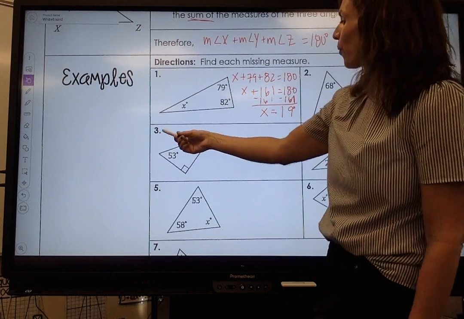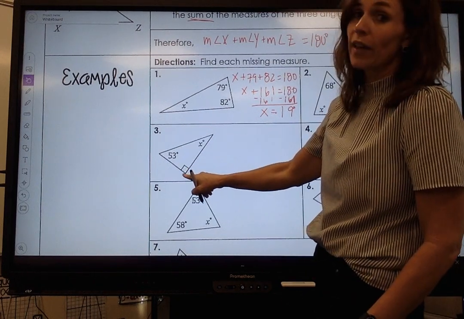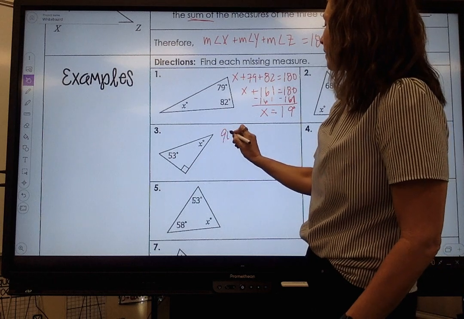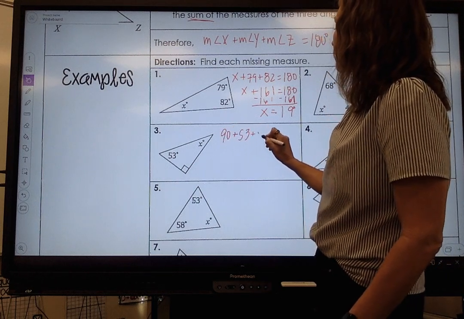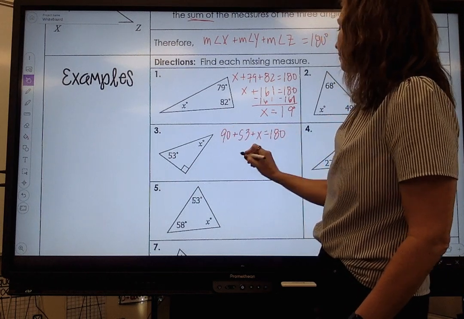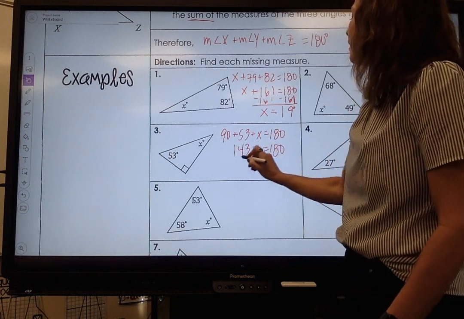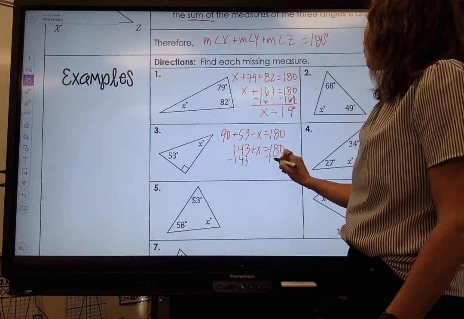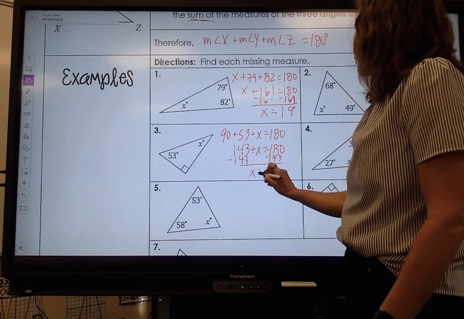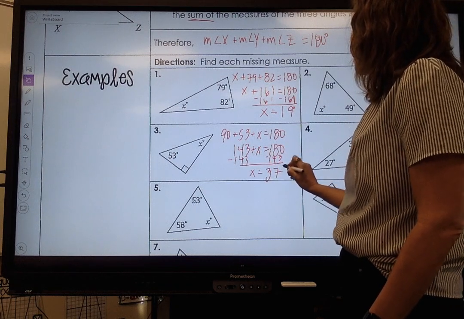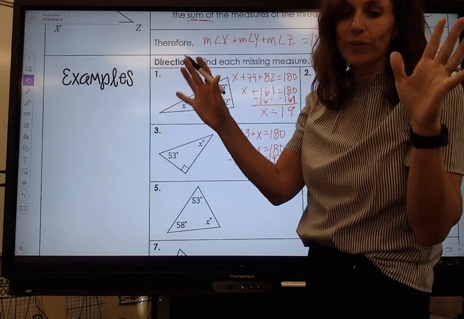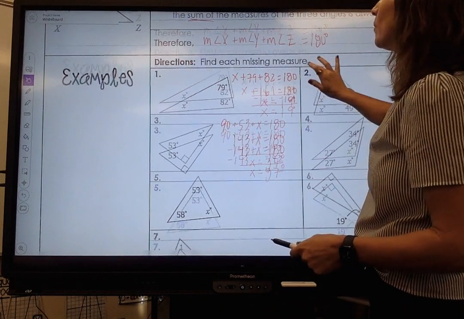Okay, let's look at number 3. We know this value is 90. So I know that 90 plus 53 plus X all equals 180. So 143 plus X equals 180. Of course, you subtract 143. And I know that X equals 37 degrees. So that part, easy breezy, you know it.